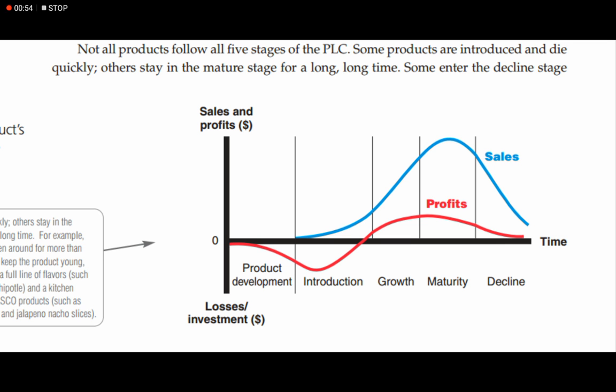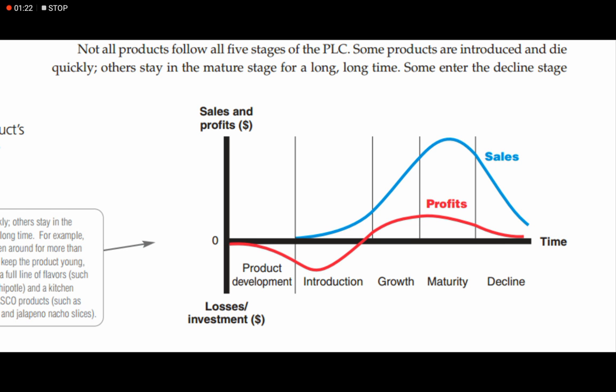But remember, all products do not follow the same pattern. Some products, for example, are launched into the market and they are a failure and they just decline and go out of the market. Whereas some products stay at the maturity stage for a long time. For example, if you take the example of Pepsi and Coca-Cola, they have been at the maturity stage, I don't know, since inception.